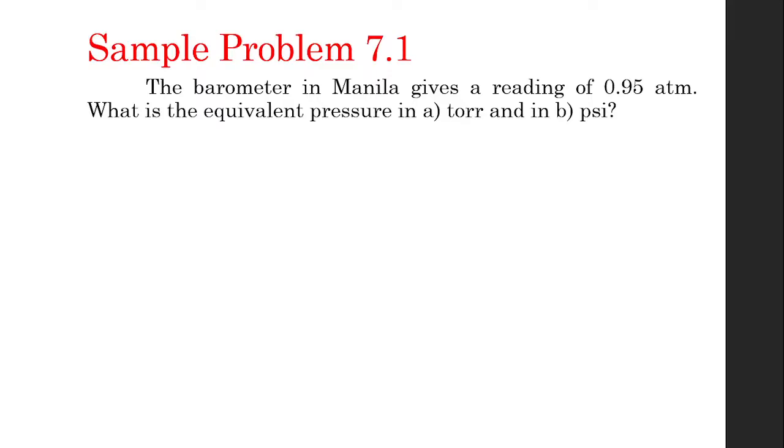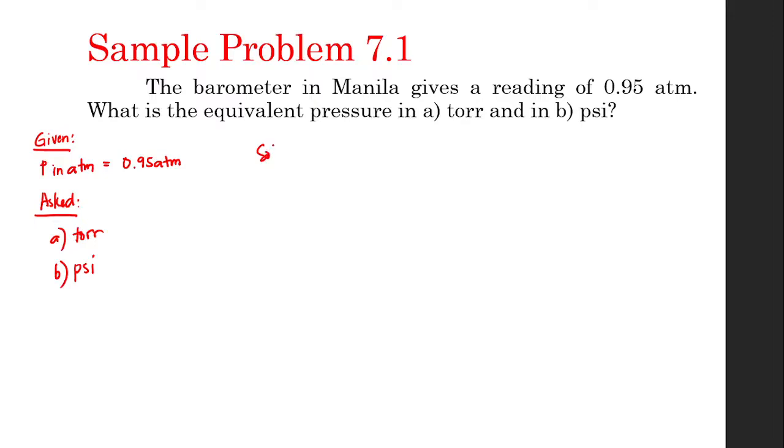The barometer in Manila gives a reading of 0.95 atmosphere. What is the equivalent pressure in A, torr, and B, pounds per square inch? So let's try and solve this. Let's write our given. We are given a pressure of gas in atmosphere, which is equal to 0.95 atmosphere. And it's asking what this atmosphere is equivalent to in, first, torr, and B, pounds per square inch.